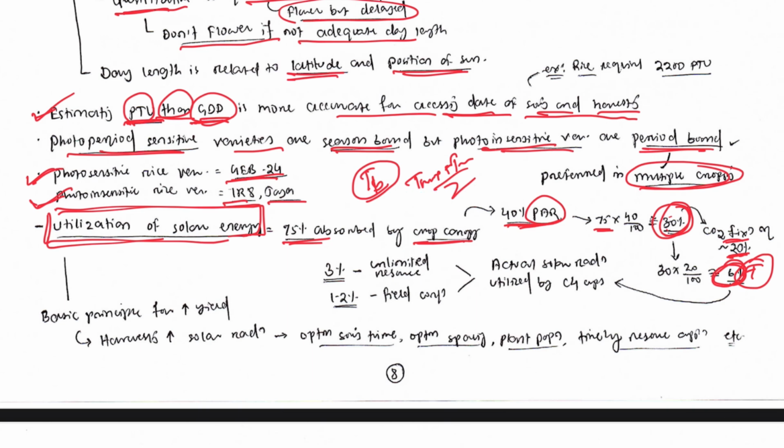But the actual solar radiation utilization efficiency for a C4 crop, if unlimited resources are available, is around 3%, that is half. For field conditions, it is 1 to 2%. If you talk about a C3 crop, then it is below that. So total solar radiation efficiency is around 1%, or 1 to 2% in field conditions.